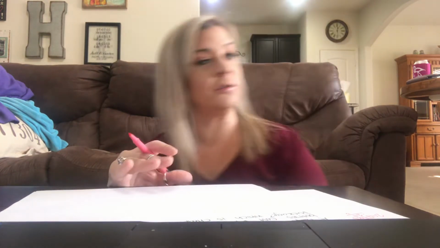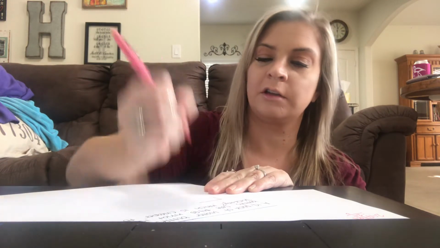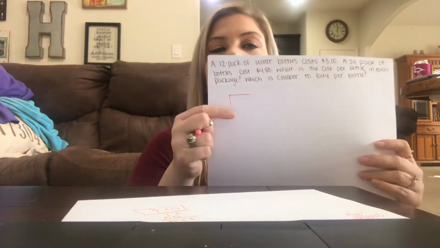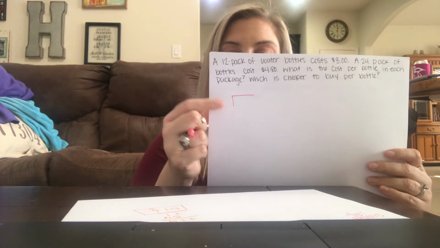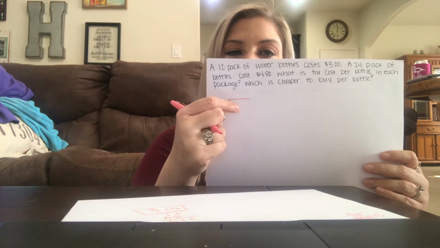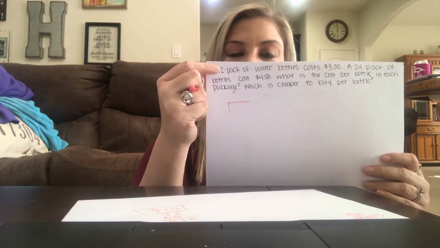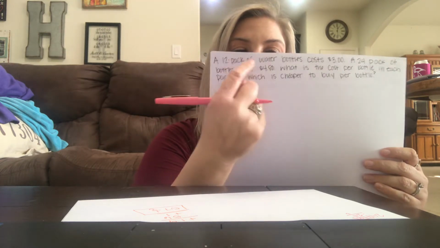So to do this, we are doing unit rate. Remember, when you do unit rate, you divide. When you are dividing, you need to put the number you want one of on the outside and the other number on the inside. We want to know one bottle, so we're going to put the 12 on the outside, and we're going to put the $3 on the inside.